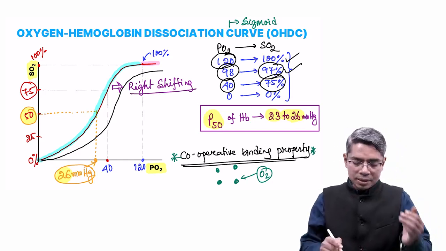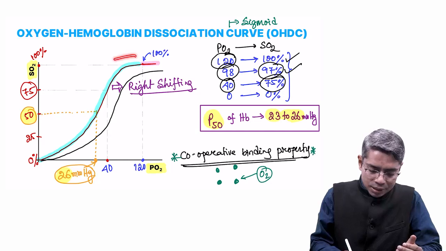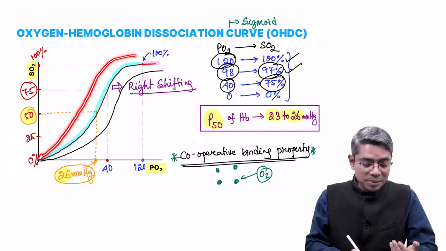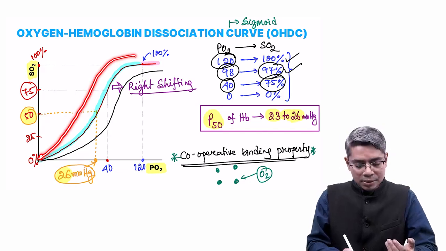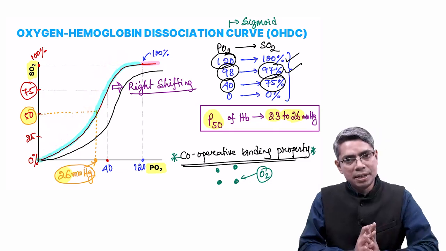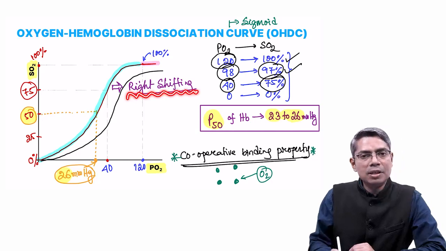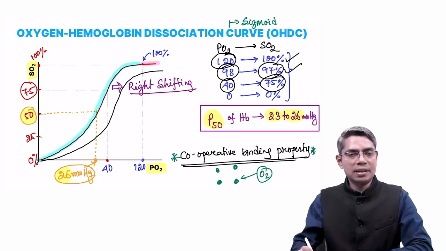Okay, and if the curve shifts to the other side, the shape of the curve is maintained, but the curve is shifted to the other side, so this is known as the left hand side shifting. Now we are going to understand what is the meaning of this right hand shifting of the oxygen hemoglobin dissociation curve, and what are the causes of this right hand shifting.